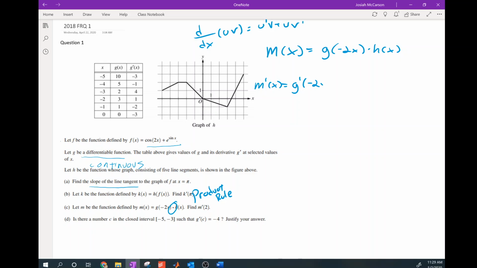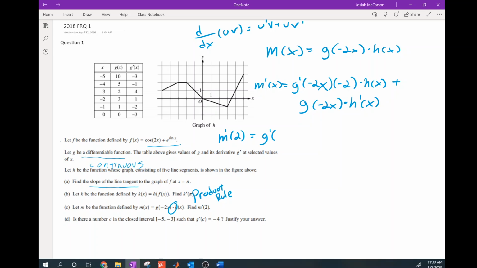This is a chain rule and a product rule. So the derivative of the inside times h of x, plus, leave our g alone, and then h prime of x. And there's nothing going on with our h prime, so we can just leave it like that. And then they ask me for m prime of 2.